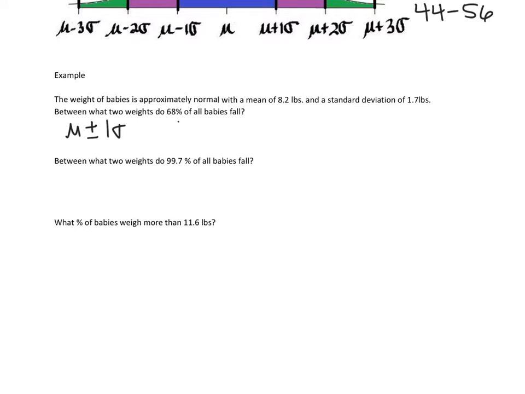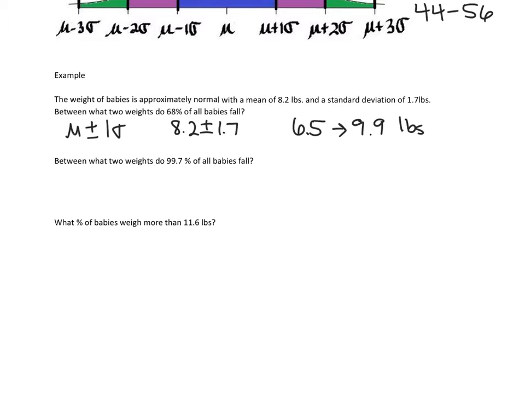So for us, our mean is 8.2, and we're going to add and subtract 1.7. So when we do 8.2 minus 1.7, we get 6.5. And then when we do 8.2 plus 1.7, we get 9.9. So 68% of all babies fall within 6.5 and 9.9 pounds.